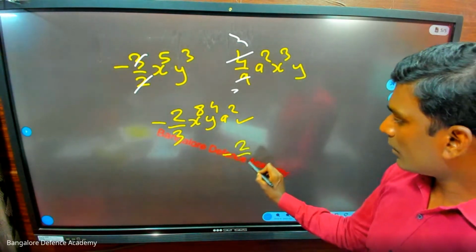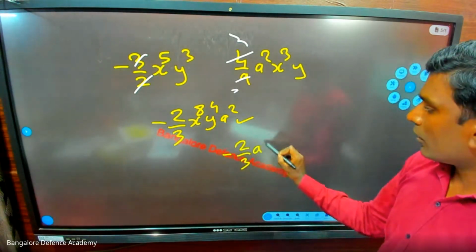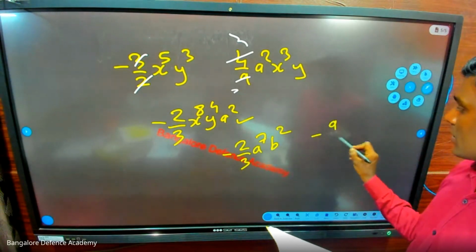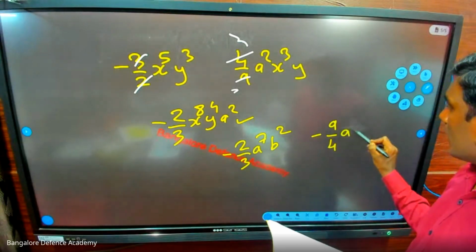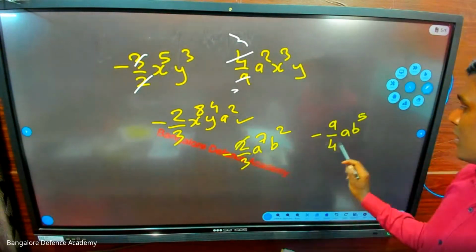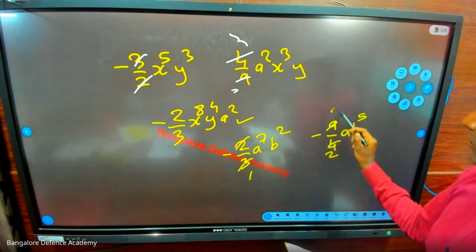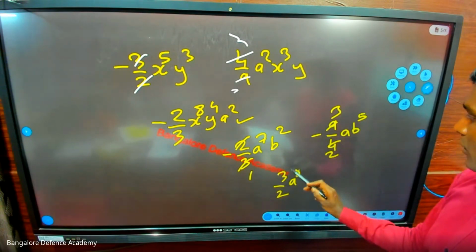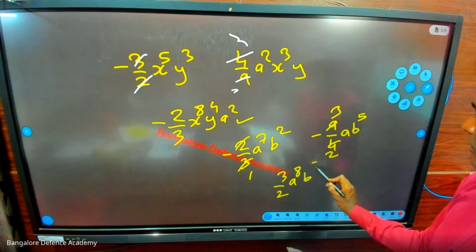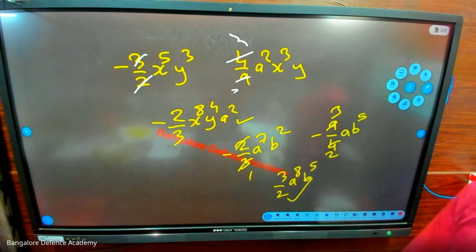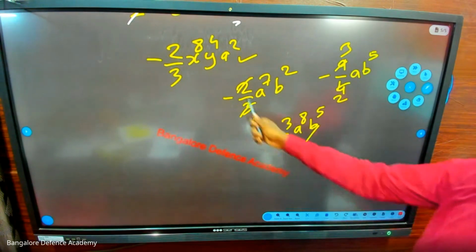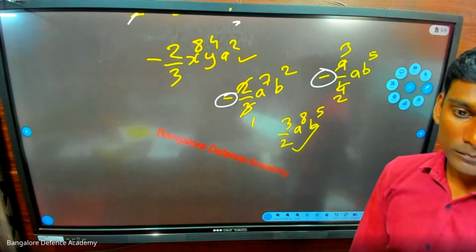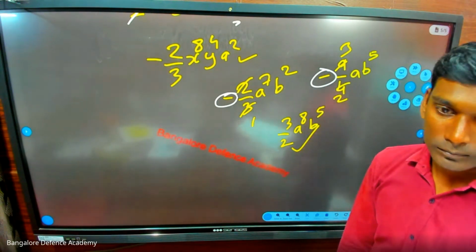Next question is minus 2/3, a to the power of 7, b square, minus 9/4, a b to the power of 5. 2 ones are, 2 twos are, 3 ones are, 3 threes. You get 3/2, a to the power of 8, b to the power of 7. Ye hai answer? So minus 3/2 kaise aayega? Dono taraf minus hai. Minus minus plus ho jayega. Hai na? Samajh mein aaya?